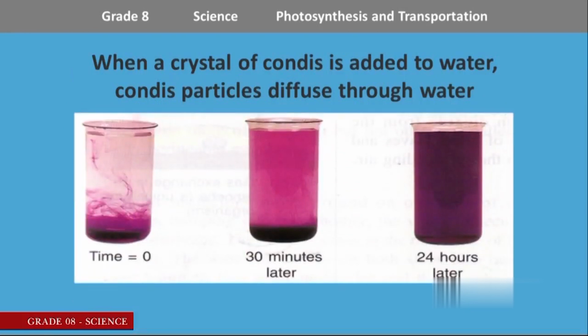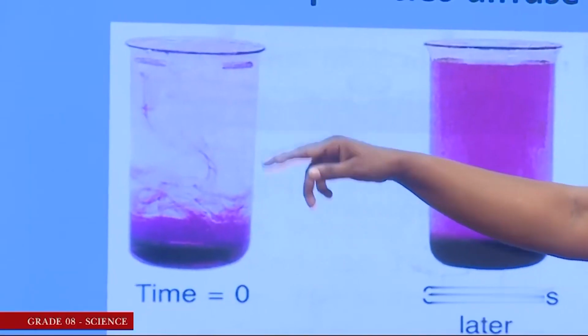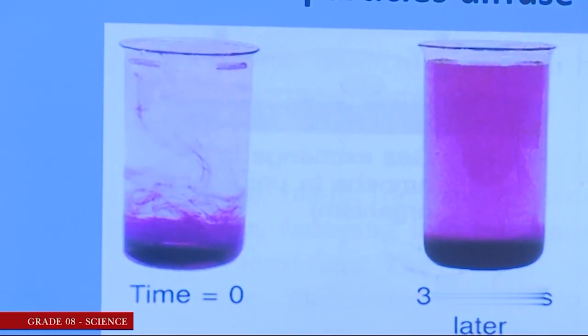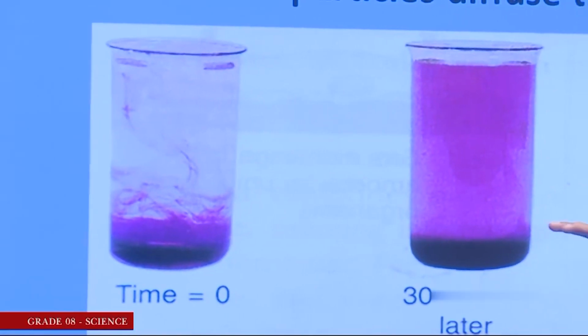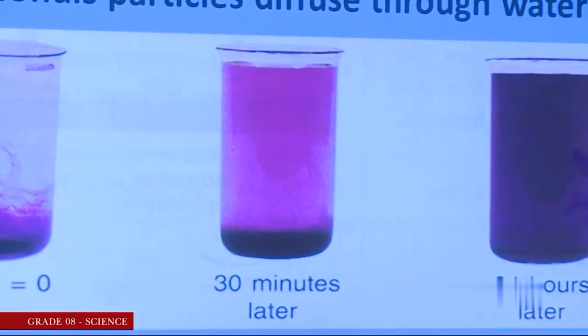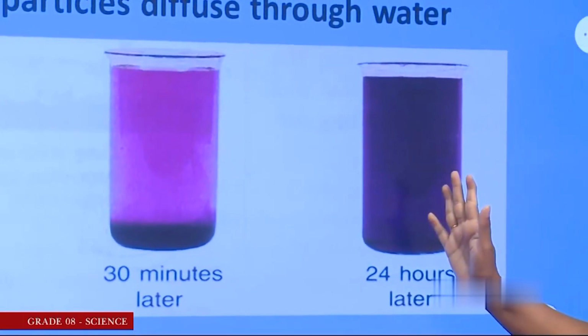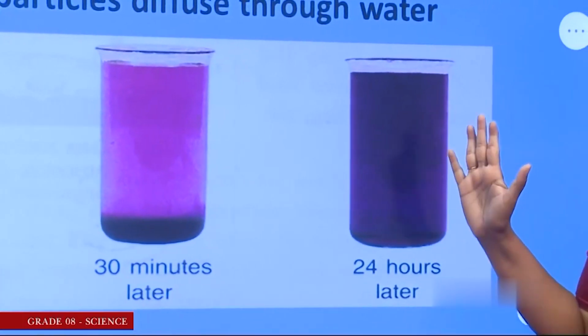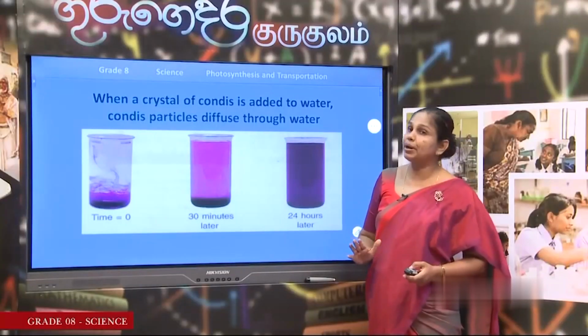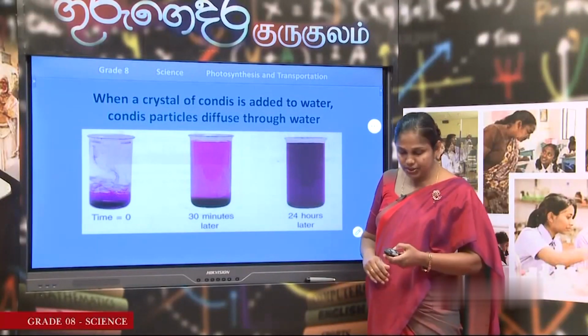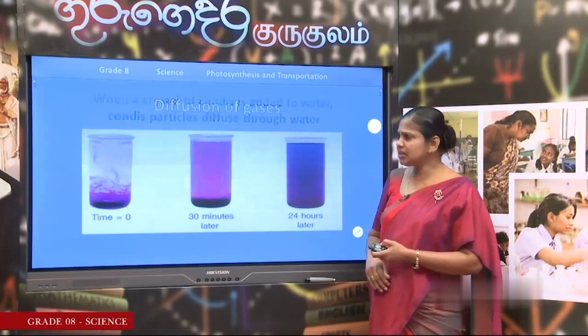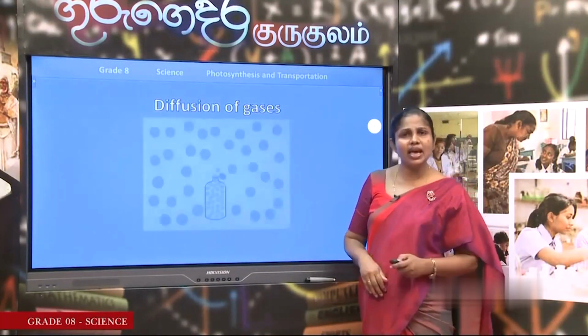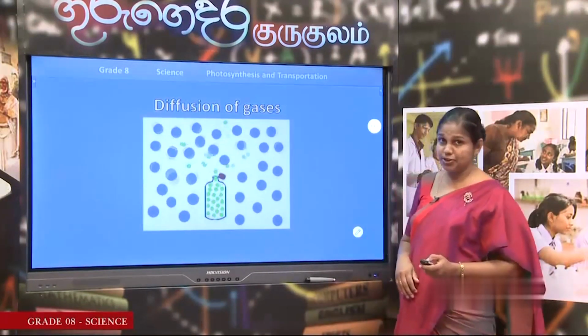See, initially when the condensed milk piece is added, it is seen like this. Then after diffusion of condensed particles throughout the solution, finally you can see the color of the water in the glass has completely turned to purple color. Understood? Right. Let me explain how gas particles are diffused.